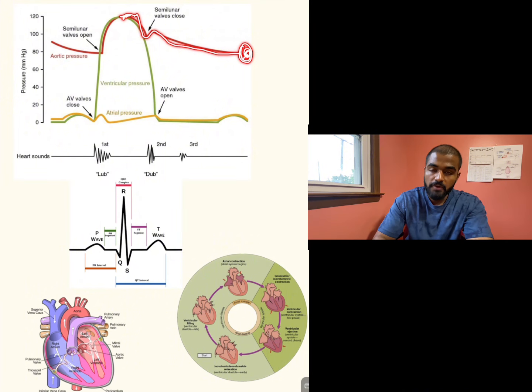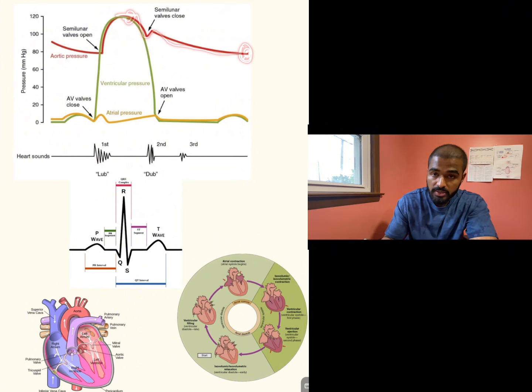your aortic pressure is going to be your left ventricular systolic pressure. So whatever your left ventricle achieves with the contraction, that's going to be your systolic blood pressure. They're going to correlate. So the same thing with the right side of the heart.